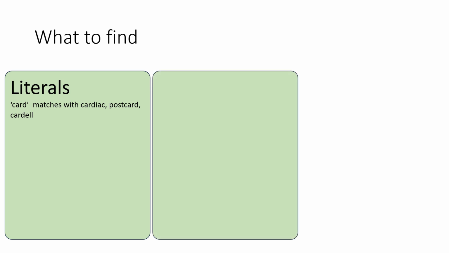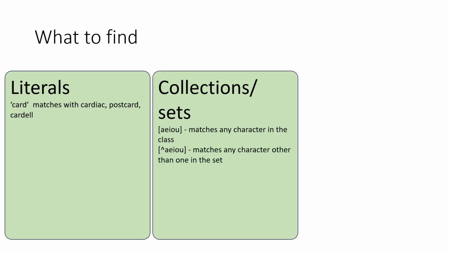Then we can also match collections. So if you want to find vowels, we can put them in a square bracket and it becomes a collection of vowels. And whenever it finds any of these, we have a positive regex match. Or we can put numbers inside a square bracket and then it can match any number inside the text.